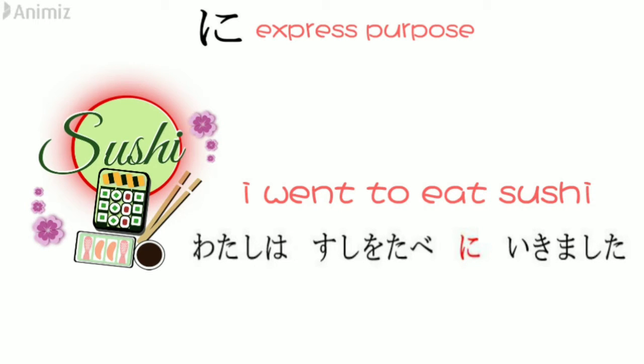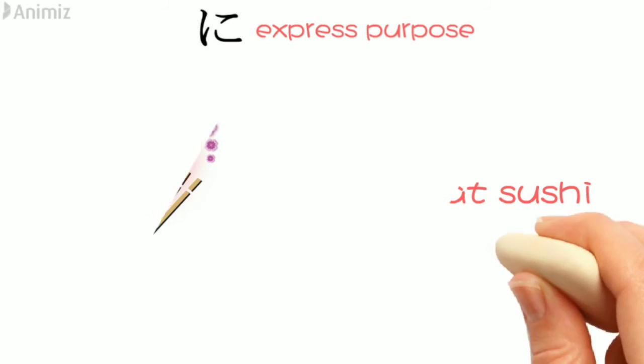Watashi wa sushi o tabe ni ikimashita. Here ikimasu means to go, tabemasu means to eat. By using the particle ni, we can show that the purpose of you going, the purpose of you ikimasu, is to eat the sushi. Sushi o tabemasu. Sushi o tabe ni ikimashita. I went to eat sushi. So the ni shows the purpose of you performing an action.